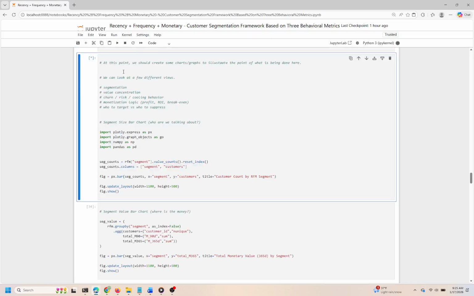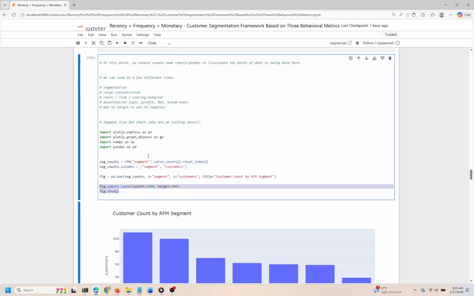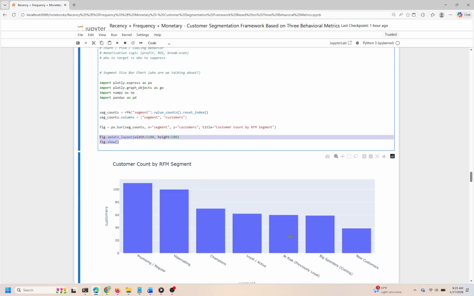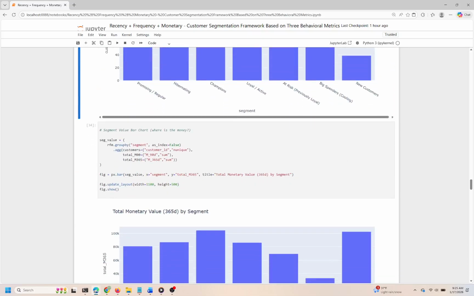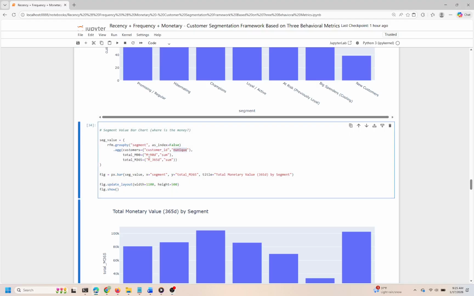The process begins by grouping our customer data by segment. This means we're organizing the data in a way that allows us to see the relationships between different customer groups. Within each segment, we're aggregating several key metrics: the number of unique customers, the sum of monetary value over the last 90 days, and the total for the past 365 days. These metrics will help us gauge overall segment performance and customer engagement over different time frames.